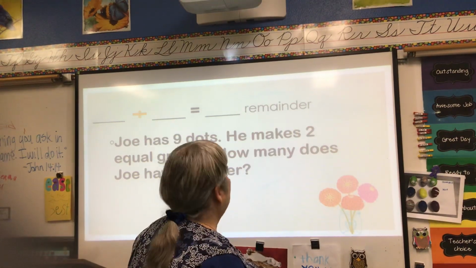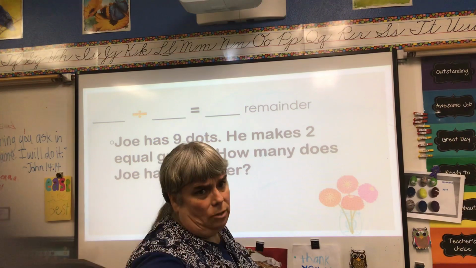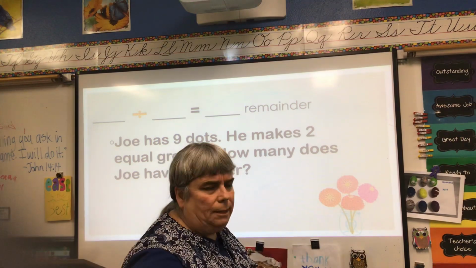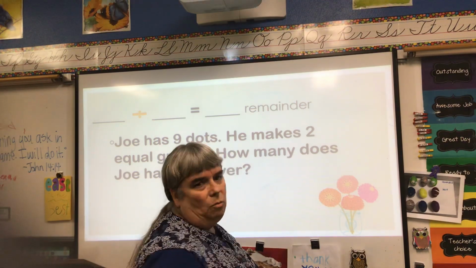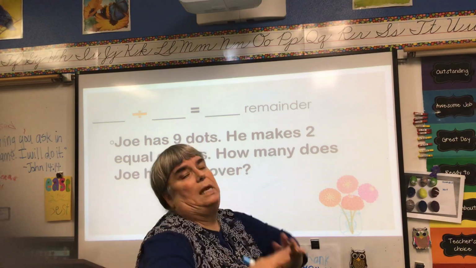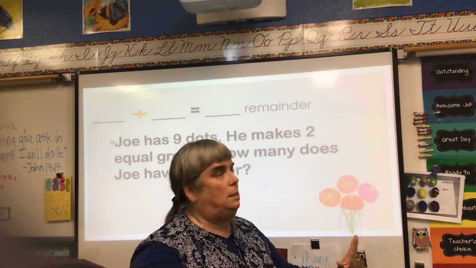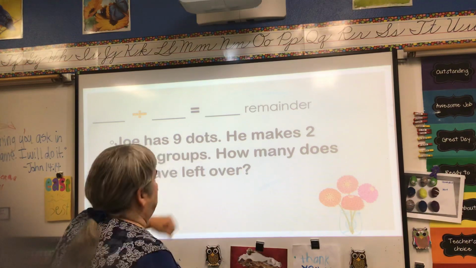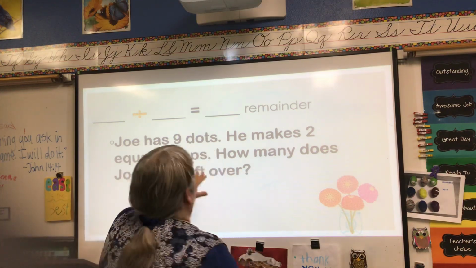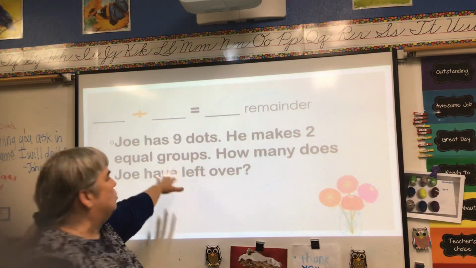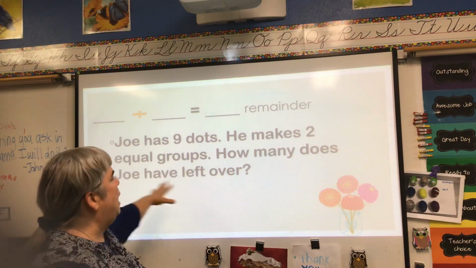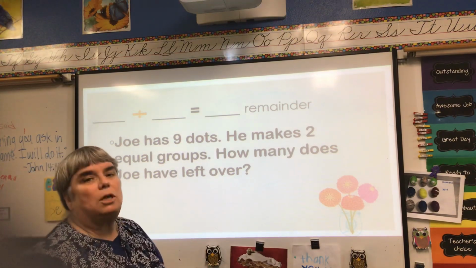Next one. Okay, we're going to talk about remainders. Remainders seem to be a little bit of a hiccup. So I'm going to show you a way to do it, and I promise you it'll be easy. So Joe has 9 dots. He makes 2 equal groups. How many does Joe have left over? So we're talking about remainder.